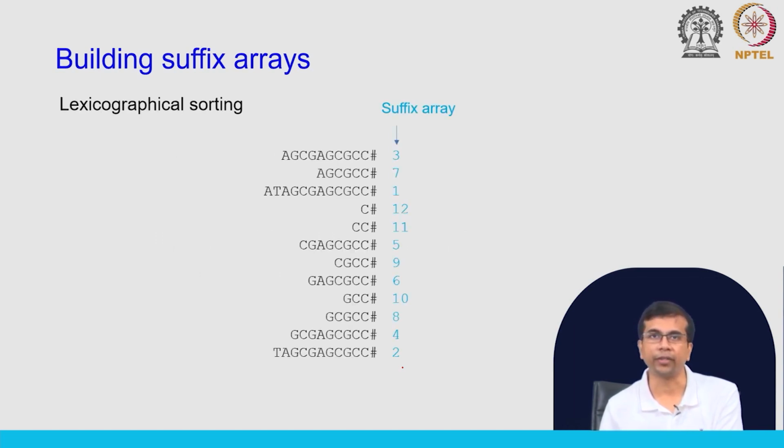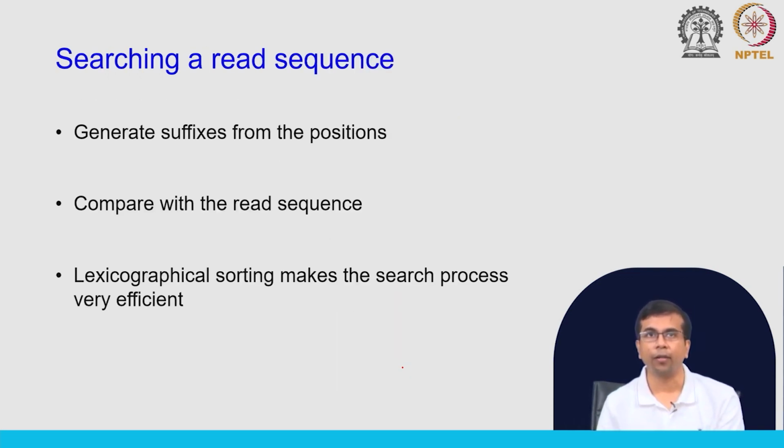So, how do you actually search through these suffixes? We have these sorted suffix positions, this suffix array, which is only the positions, and we do not store the suffixes in the data. Now, how do you actually search this read sequence? This is a multi-step process, and we have first discussed the first step only. We generate suffixes from the positions. Once we have stored the suffix array and the genome sequence, we can generate the suffixes from the positions. We compare with the read sequence, and we will see how you actually compare. We do lexicographical sorting, as you have seen, and that makes the search process very efficient.